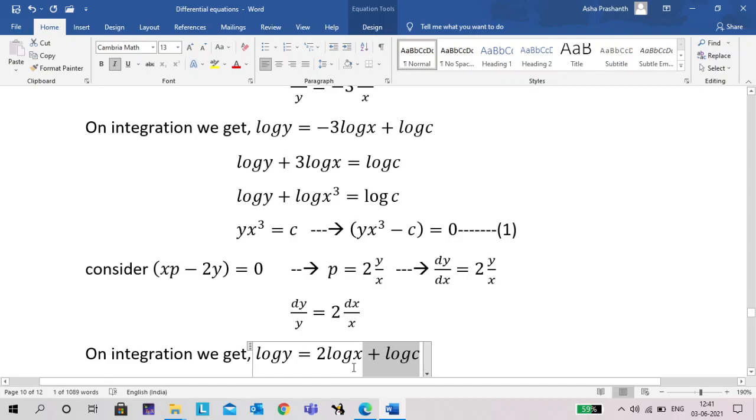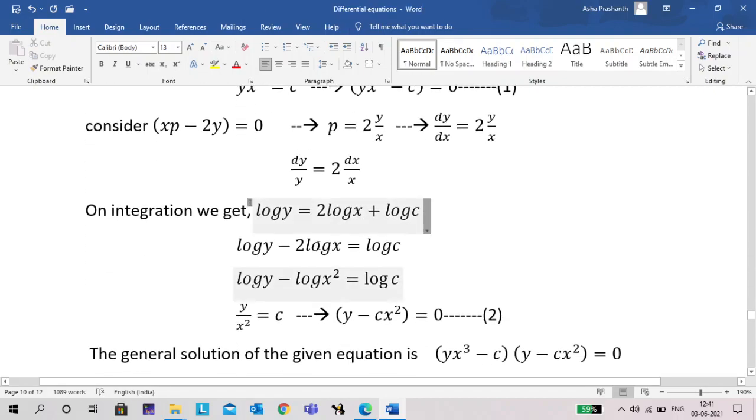Okay, then you can take this minus 2 log x to this side, or else you can keep it on this side only. This can be written as log of x square. You can apply the log of ab formula, and you will get the same answer. Both ways are correct.